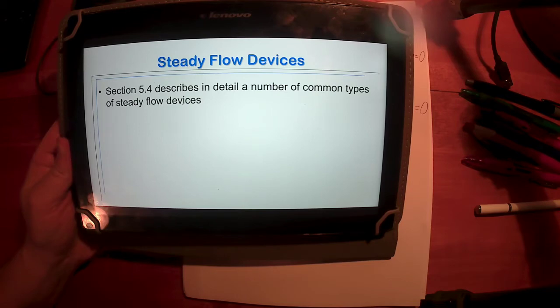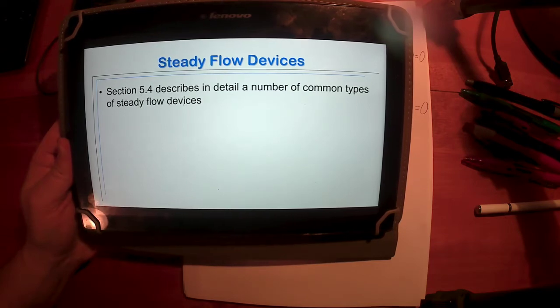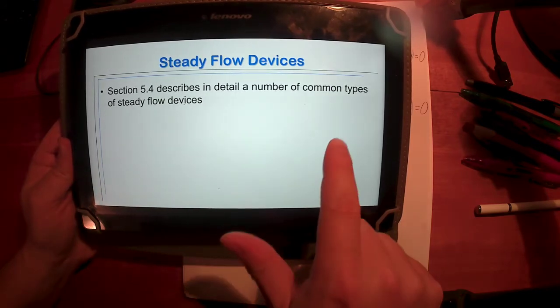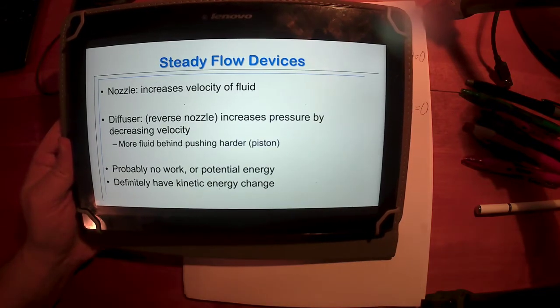So there are a number of steady flow devices we might observe. And you're going to see these throughout your text. We're going to see these a little bit in class. You're going to see these in the homework problems. I'm not going to go in depth. Section 5.4 in our text talks in depth about these, does a better job than I'm going to. I'm going to give you the crash course. We're going to talk about a few of these. Again, just try to give us some survival information on these.